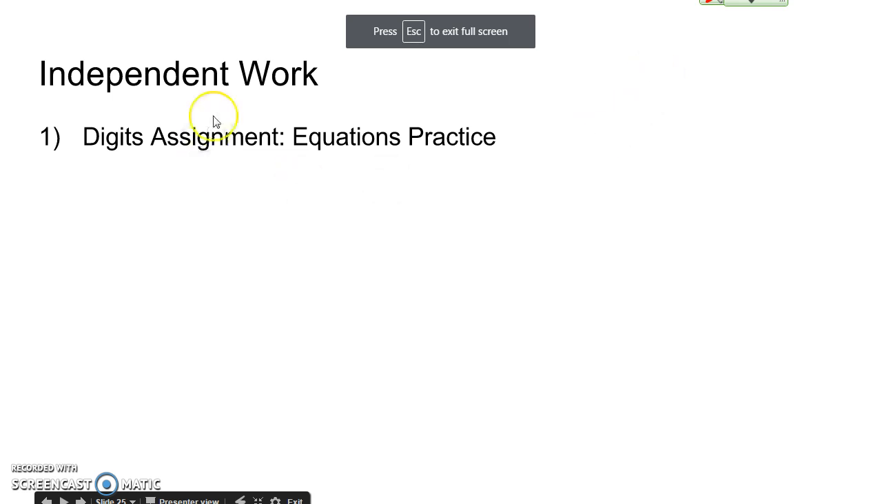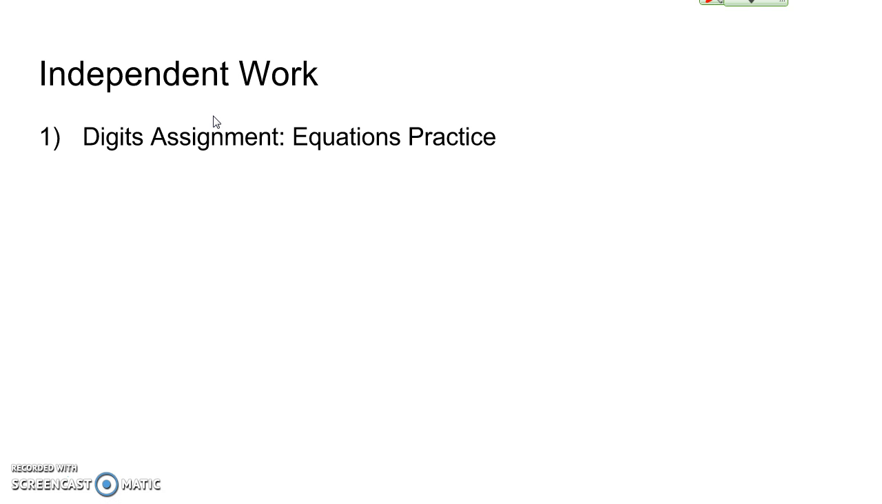All right, so now you should be ready to work on your digits assignment. Remember, we're only going to be focusing on equations on SC Ready with two-step. It might be multi-step where you have to combine like terms or distribute. Let me know if you need help.